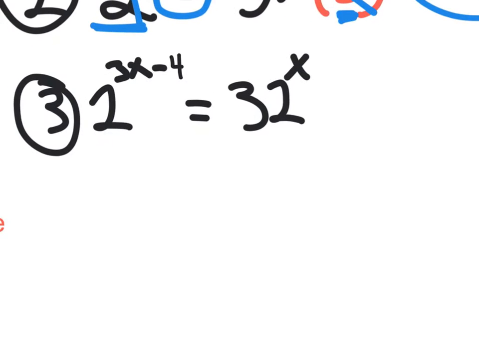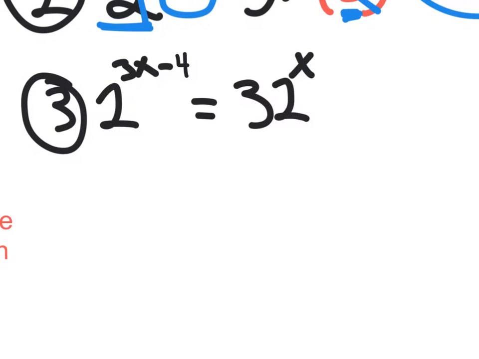I mean, maybe somebody could, that'd be impressive. But you're thinking, 2 to what power? And I'm not even talking about what power, I'm talking about 3 times a certain number minus 4 as the power will equal to 32 to that same number that you plugged in on the x position on the first one.